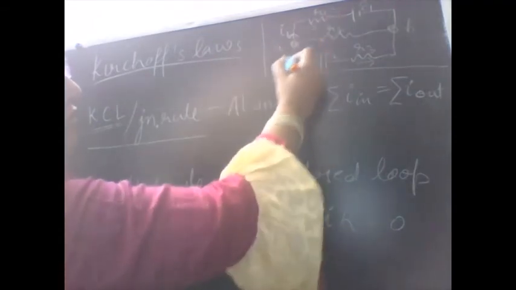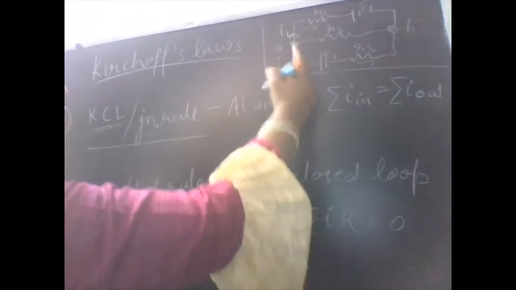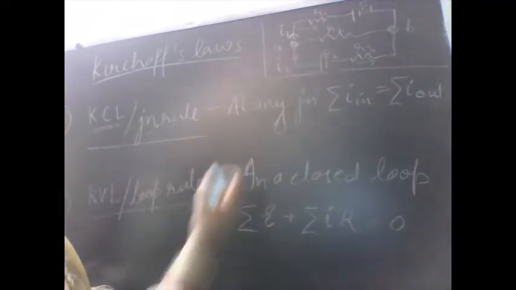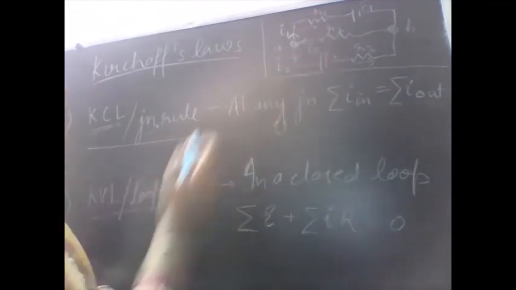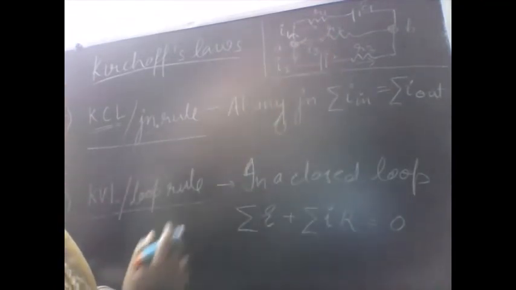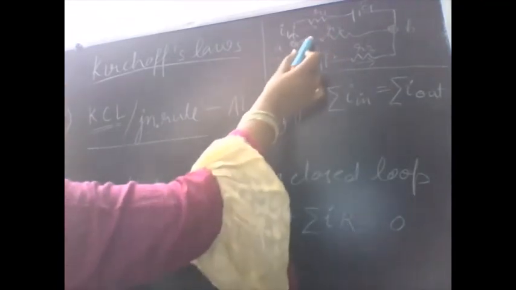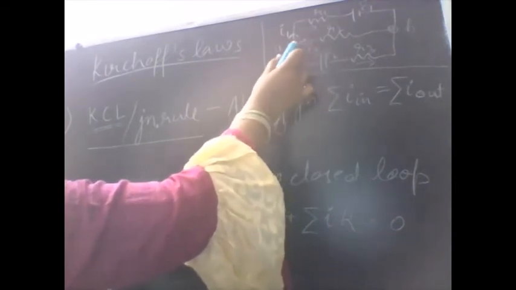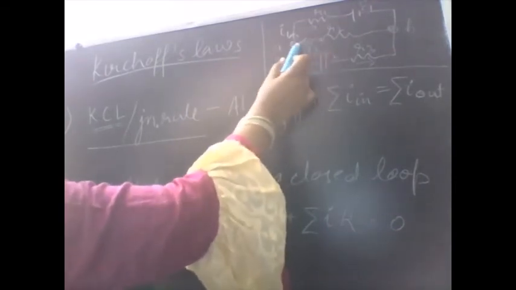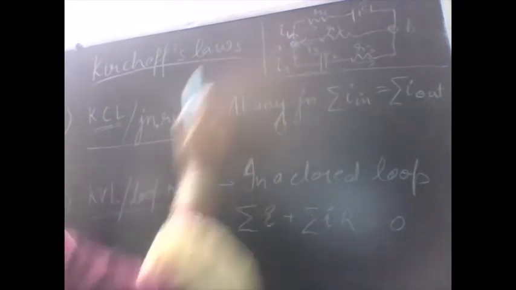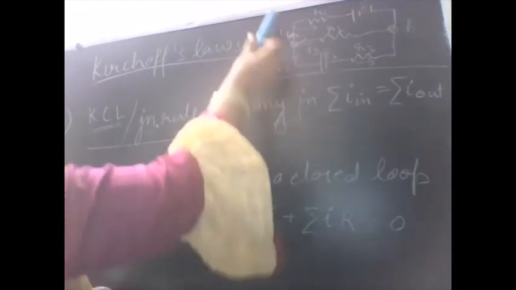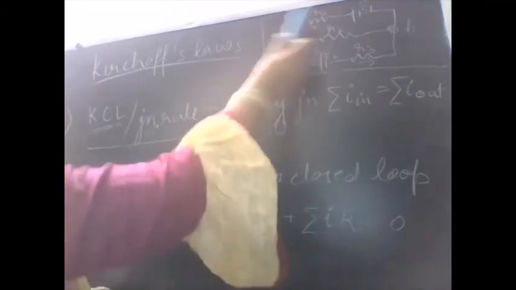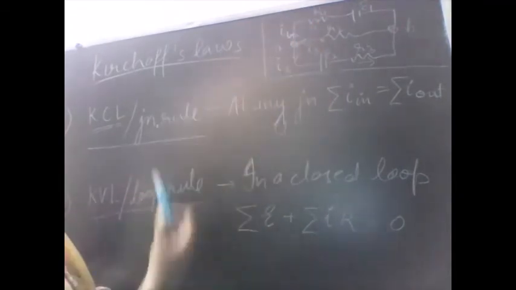and I2 is the current going to the lower branch, and I3 is the current coming from the middle branch. Isn't the current that is entering the junction I3? I3 is entering this junction, and I1 and I2 are exiting. I1 is going out towards R1, I2 going out towards the cell E2.